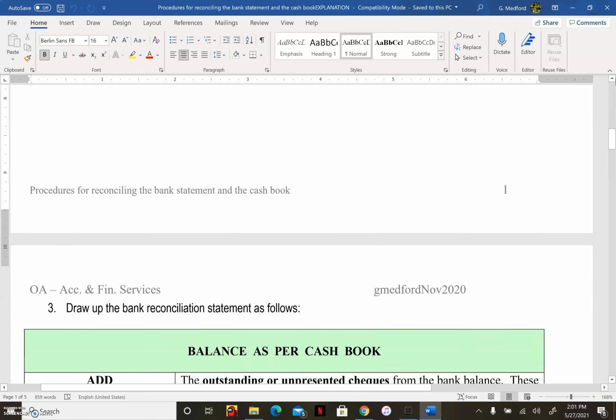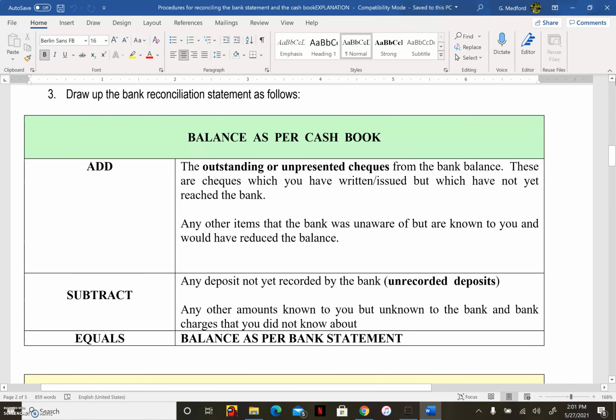So let's look at the formula for preparing the bank reconciliation statement. If you recall, in part 1, we said that you can either start with the balance as per cash book or the balance as per bank statement. If we start with the balance as per cash book, we have to add all the outstanding or unpresented checks. We are reminded that these are checks which you, the account holder, have written or issued, but these checks have not yet been presented for cashing or for payment by the payee, or the funds have not yet left the bank, or the check is being held for a certain amount of time.